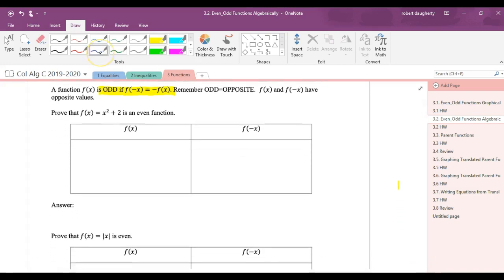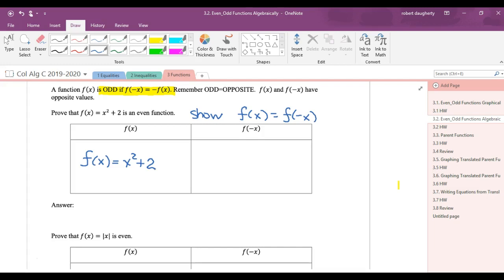Let's prove that f of x equals x squared plus 2 is an even function. So what I need to do to prove this, I need to show that f of x equals f of negative x. That's what it means for a function to be even. So f of x in this case is x squared plus 2. Everyone agree with that? All I did was copy it down.